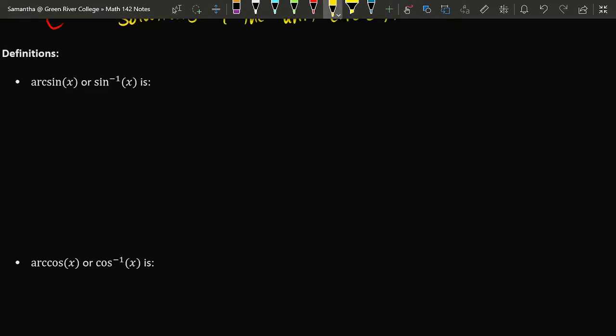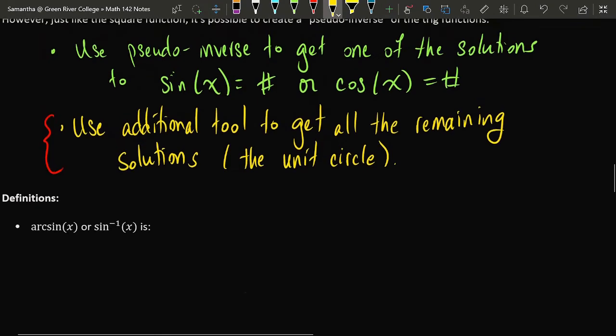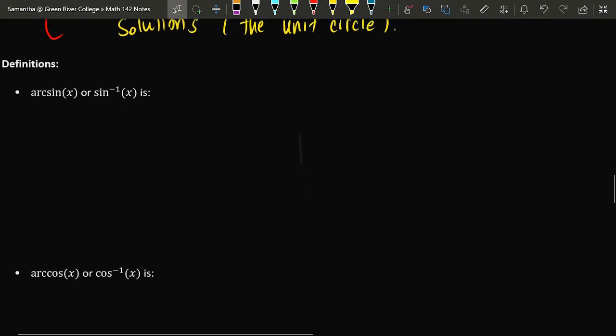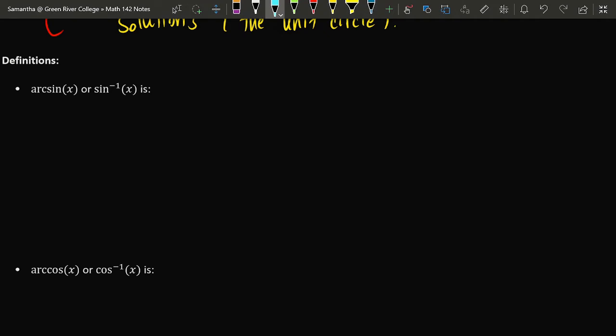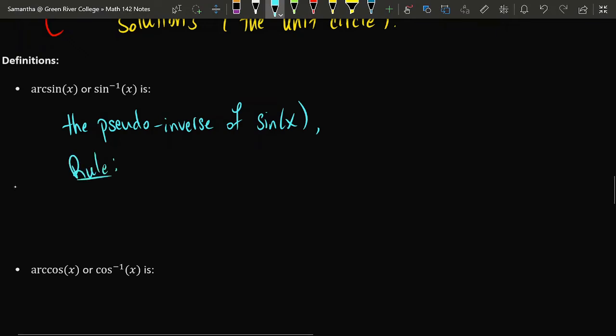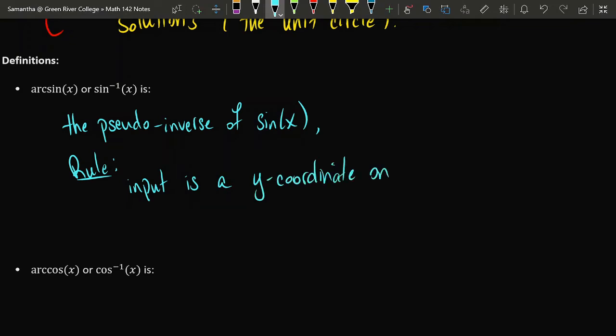So the name that we give the function that plays the role of the pseudo-inverse of sine is arcsine, also known as sine with a -1 above the sin. And it's defined by the following rule. The input of arcsine is a y-coordinate on the unit circle. That is the meaning of the input of the inverse sine function.